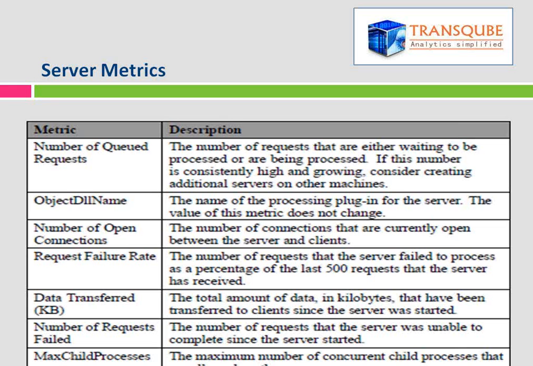Similarly, you have request failure rate. What is the rate of failure of requests? How many requests has it received and how many of them failed? Max child processes, maximum number of concurrent child processes that are allowed on the server. One master process and corresponding child processes. One master process will process the document and additional child processes will be used to source the data from different sources which are part of it. Because a dashboard may contain, like we discussed, a variety of sources of data.